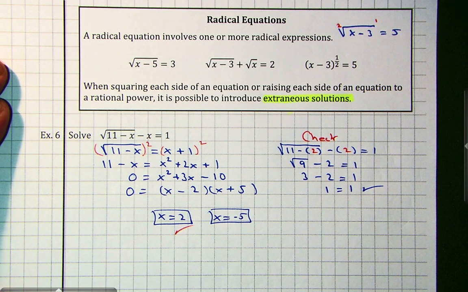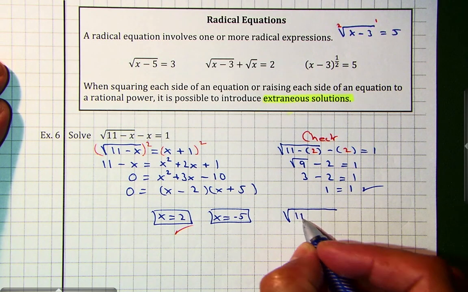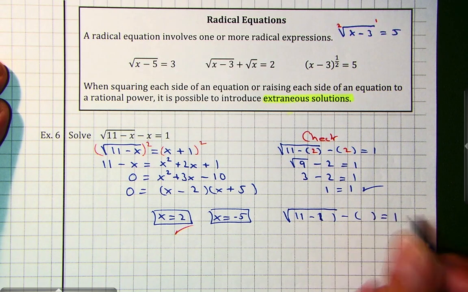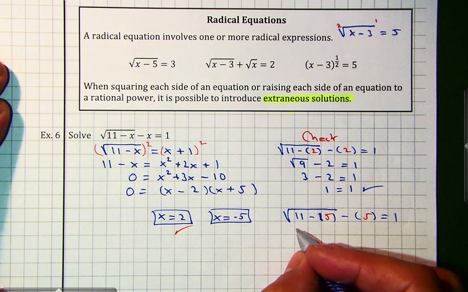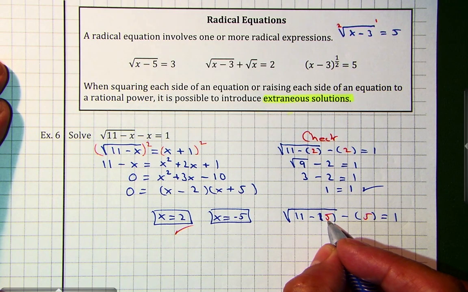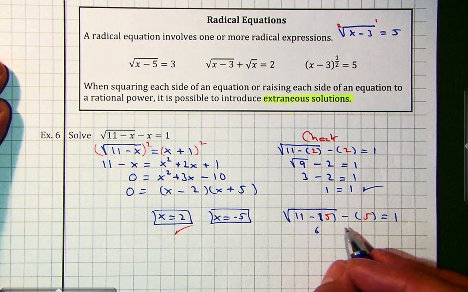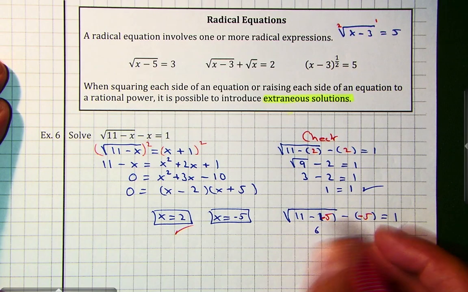Let's check the 5 and see if that's correct or not. Pause it. So in this case we have 11 minus x equals 1. So that's a 5 and that's a 5. 11 minus 5 is... Oh, it's negative 5, right? That's a negative 5. Here I was doing something wrong.